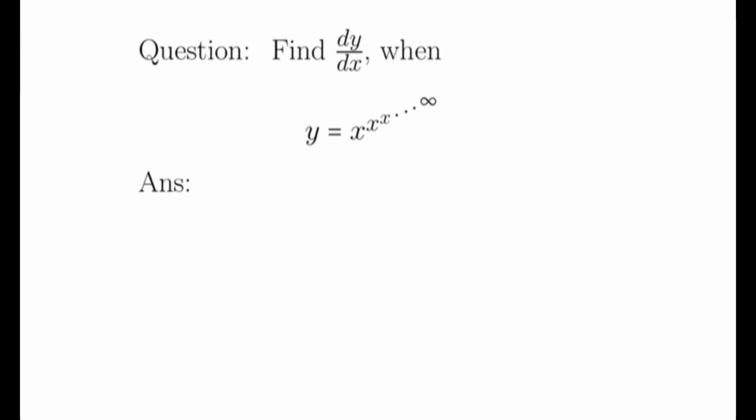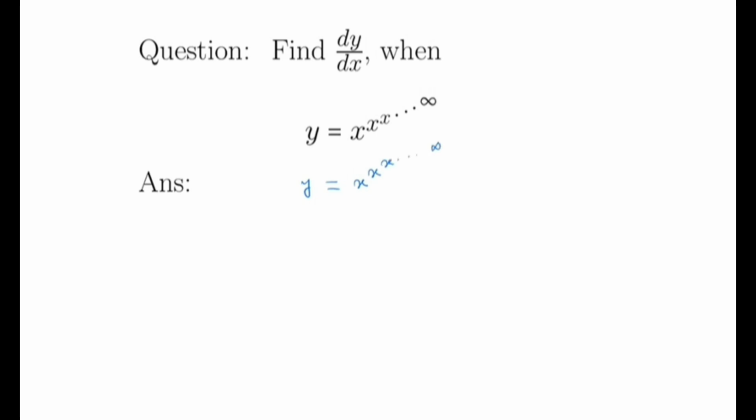In this video, we'll find the derivative of a very special function, x to the power x to the power x to the power up to infinity. So first try to simplify this equation. So note that what is y? y is x to the power x to the power x to the power up to infinity.